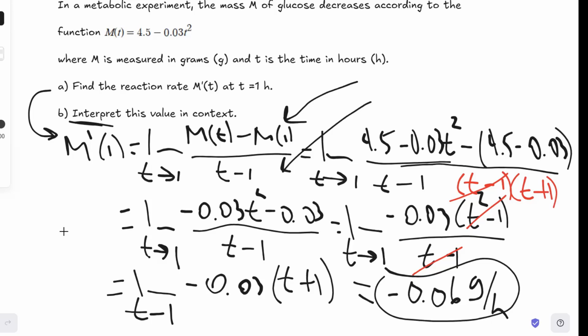So what this means is that the mass m of glucose at t equals 1 hour is changing at a rate of negative 0.06 grams per hour. Or we could say it's decreasing at the rate of 0.06 grams per hour. When you interpret it, make sure you interpret it in context in terms of the values used and the units on your final answer.